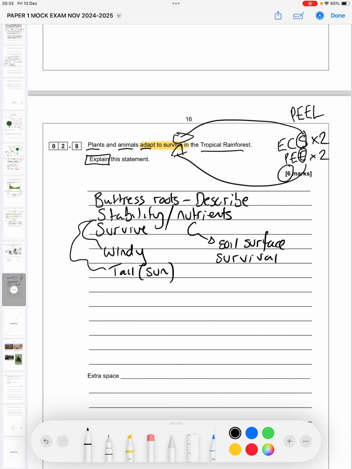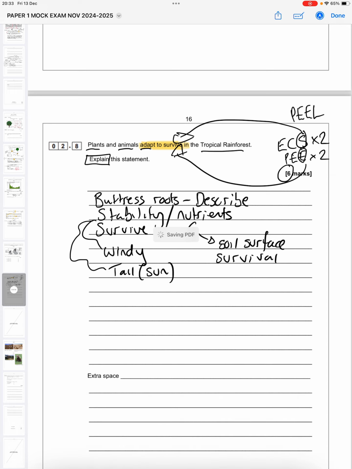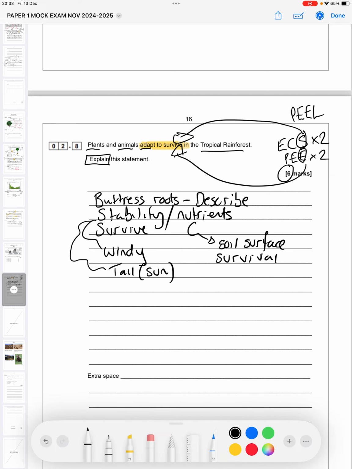So slow down, bug it, and get stuck into it. If you have a real mare, examiners can mark bullet points. So if you just want to bullet point some facts, then get them in. For example, if you simply wrote, I don't know if I keep saving that PDF, I am sorry about that.